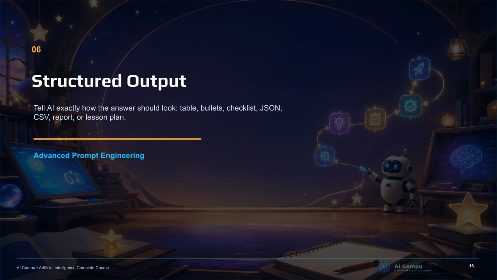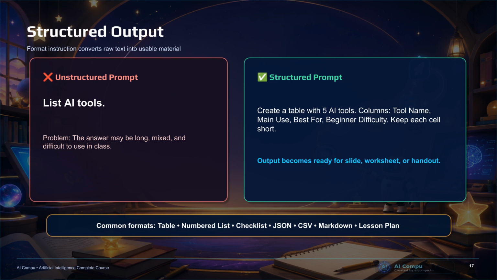Now let's focus on structured output. By telling the AI exactly how you want the data formatted, like in a table, JSON, or a specific lesson plan, you make the response immediately usable for your work. Using structured prompts turns raw, messy text into organized, professional material. Whether you need a table, a checklist, or a CSV file, defining the format clearly saves significant time.